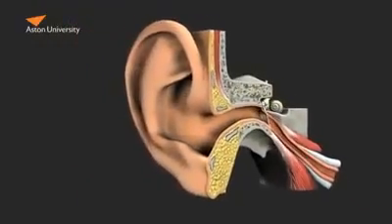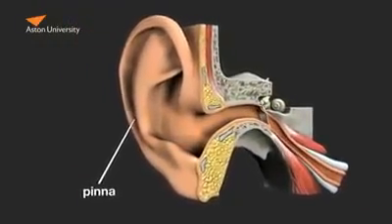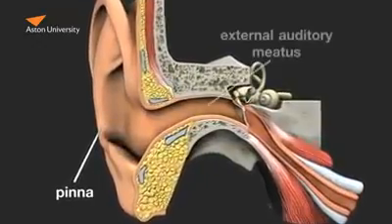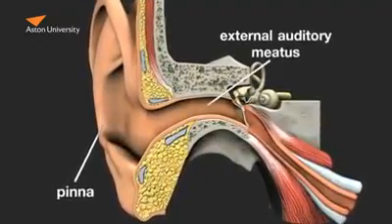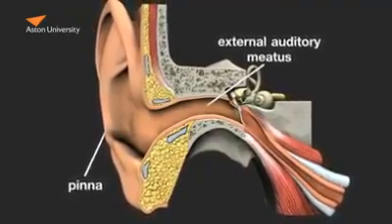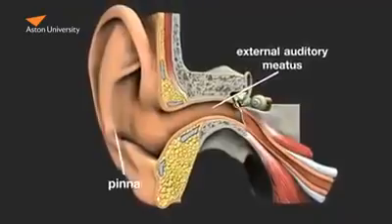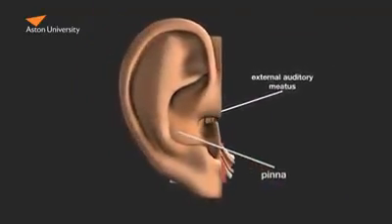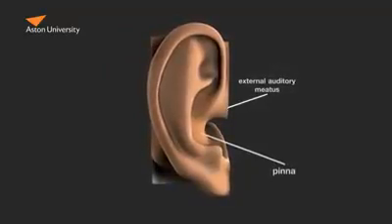The outer ear consists of the pinna, which serves as protection for the delicate inner parts of the ear, and the external auditory meatus, the ear canal, which collects sound and directs it towards the eardrum. The shape of the pinna also helps to detect where sounds are coming from in the vertical plane, that is, from above or below the ear.